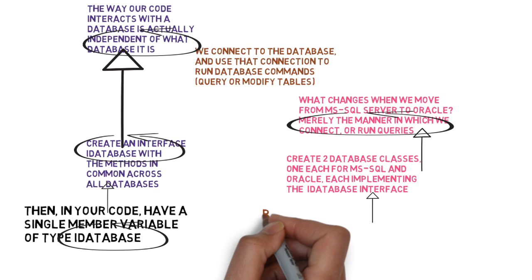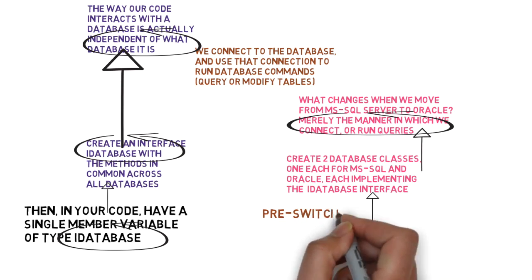Now, one important thing to ensure is the rest of the code, other than the part which instantiates the class which goes into this member variable, only deals with iDatabase. The rest of the code should have no idea that there can be multiple databases which implement the iDatabase interface. It's important for the rest of the code to be completely abstracted from the knowledge of having two database implementations.